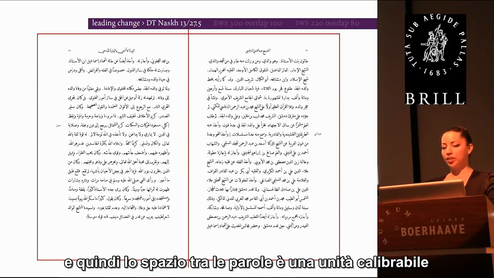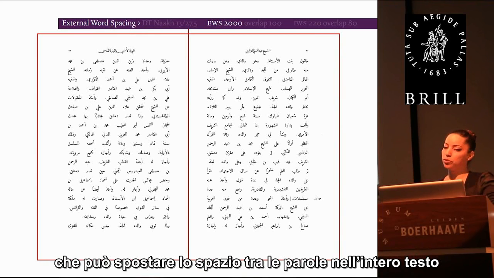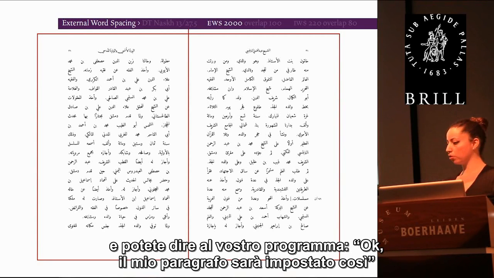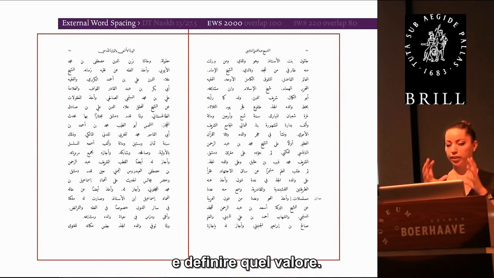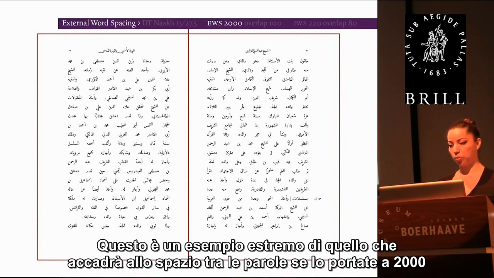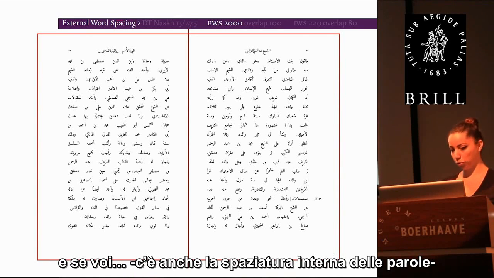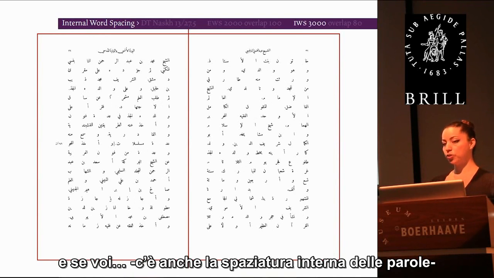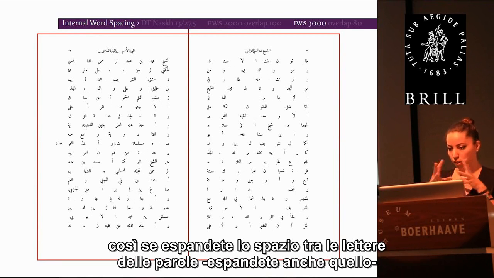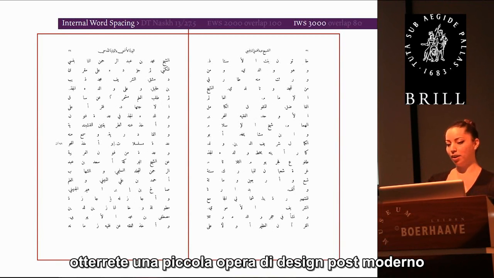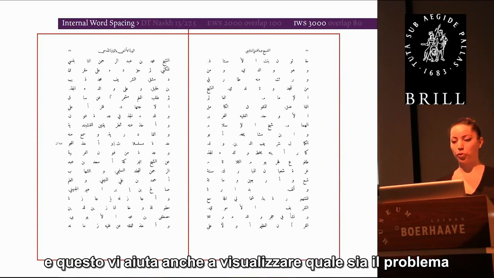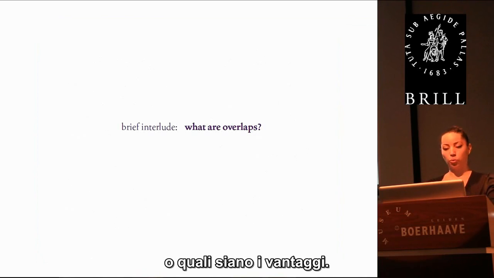And so, external word spacing is a calibration unit that can shift the space between the words throughout the whole text. And you can tell your program that, okay, my paragraph will be set like that, and define that value. So this is an extreme example of what word spacing, if you increase it to 2000, will do. And there's also internal word spacing, so the space between the letters of the words. If you also expand that, you get a little piece of postmodernist design. And this is also for you to visualize what the problem is, or what the advantages are.